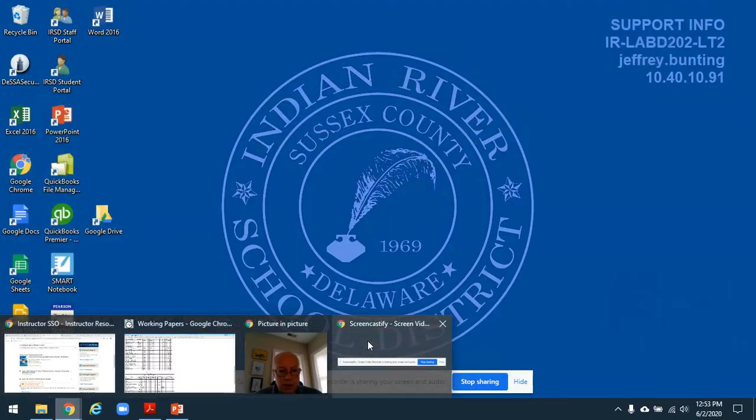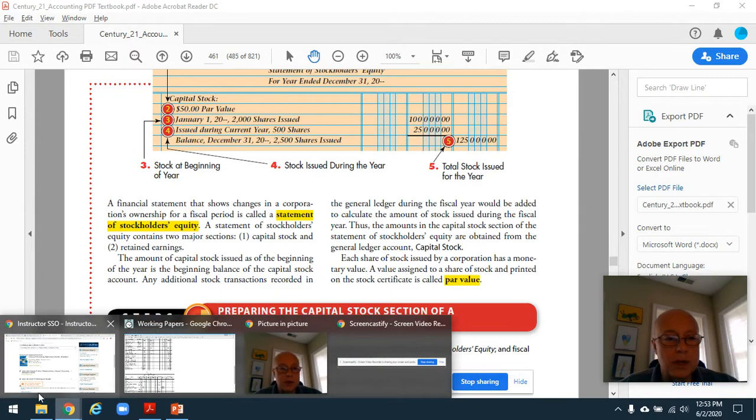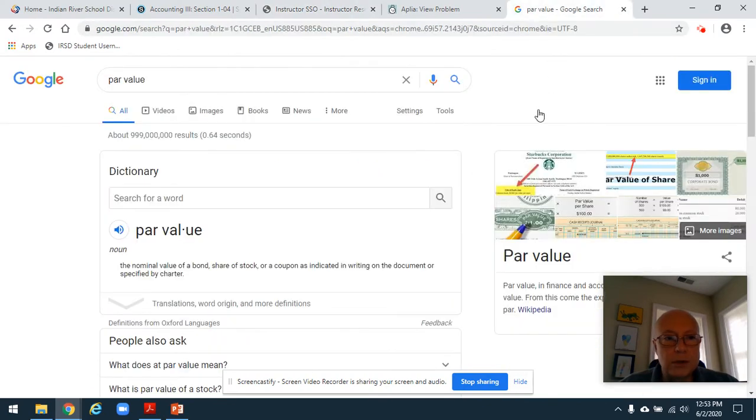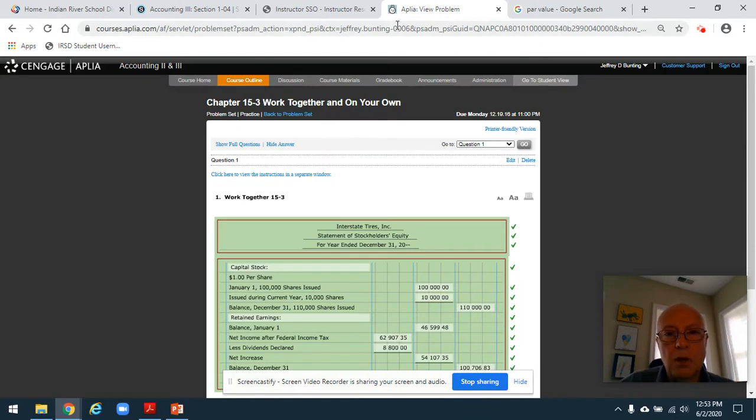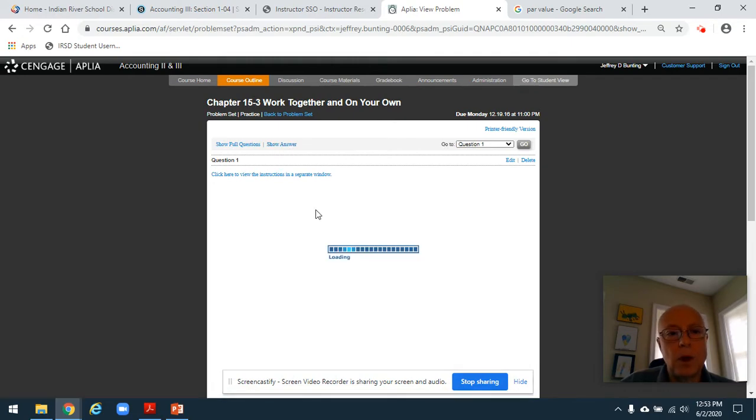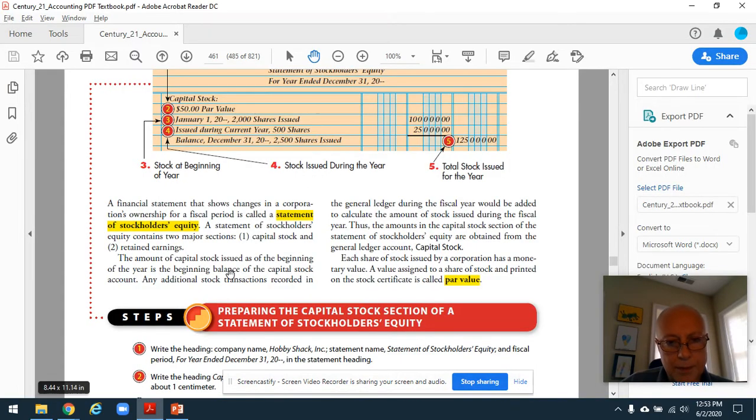But let me go out here to one of these websites I got pulled up so I can show you what I'm looking at. Okay, par value, literally the nominal value of a bond, share of stock, or a coupon as indicated in writing on the document. It's what the company puts on the document. So it means a stated value or face value. So par value is face value. So that's what's printed on your stock certificate, assuming anybody even uses a paper one anymore, but the electronic stock certificates still have par value as well. Okay, let me reset this. Okay, going back to our chapter material.